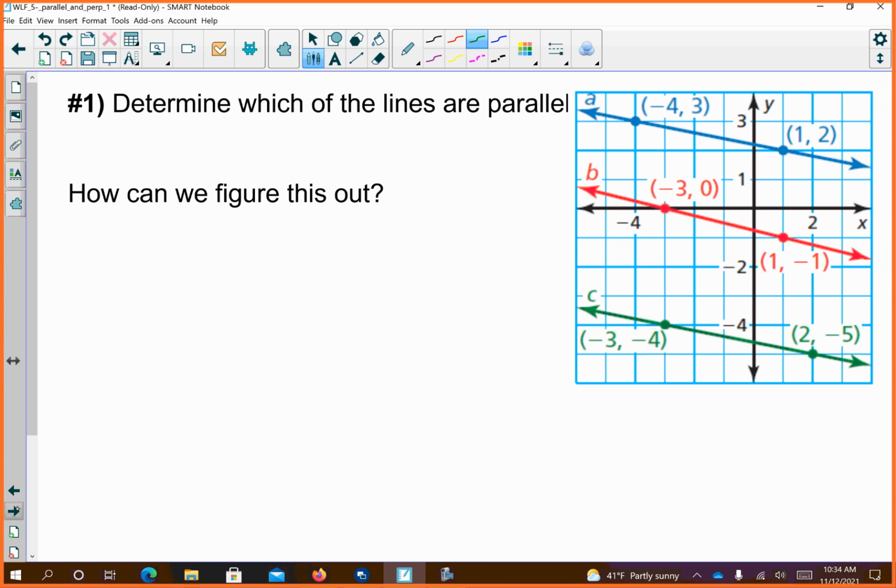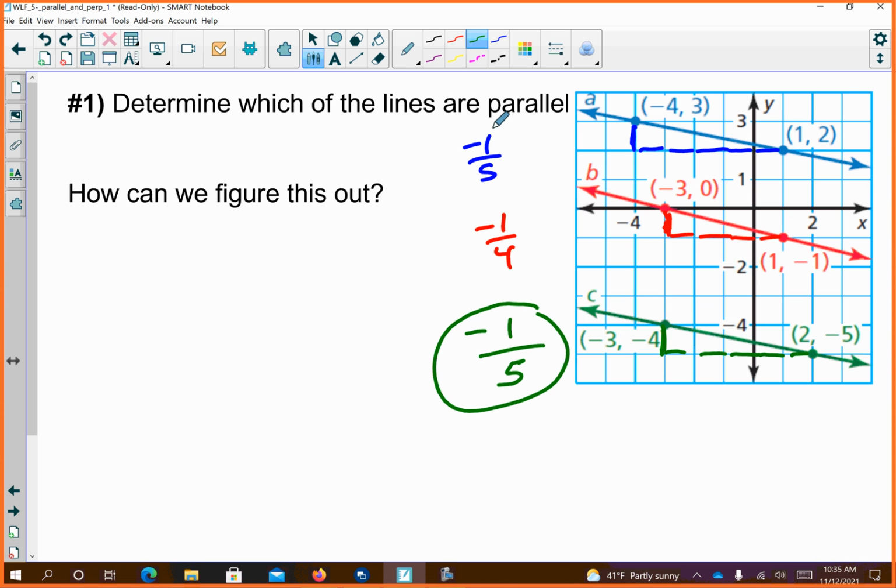Which of these lines are parallel? How can we figure this out? Well, let's do this. The blue one goes down 1 and right 1, 2, 3, 4, 5. The red one goes down 1 and right 1, 2, 3, 4. And the green one goes down 1 and right 1, 2, 3, 4, 5. Okay, so the green and the blue are parallel.